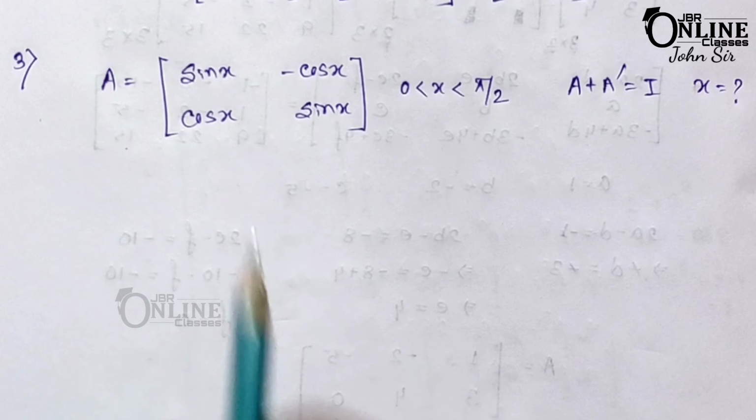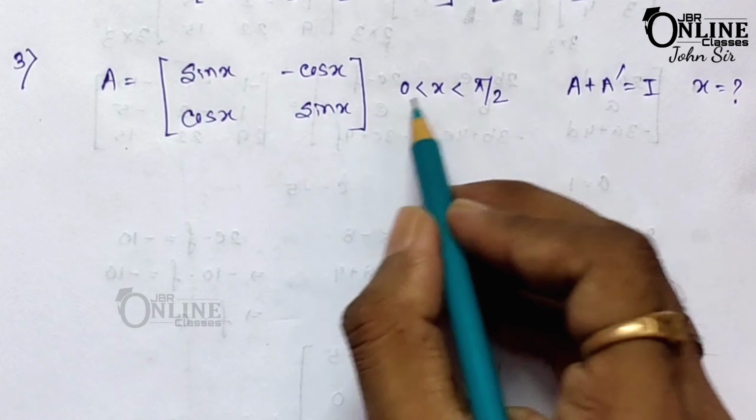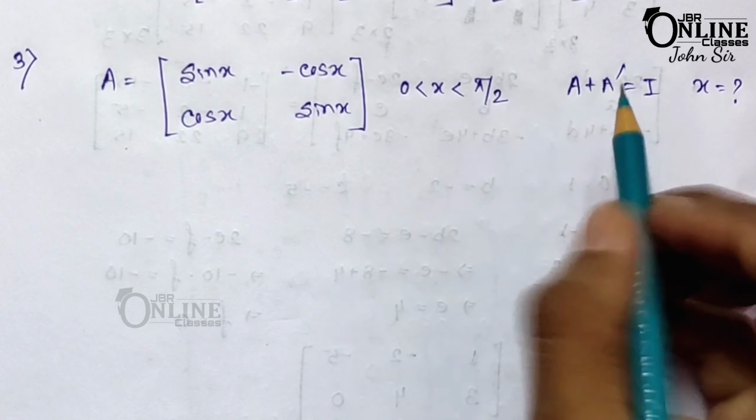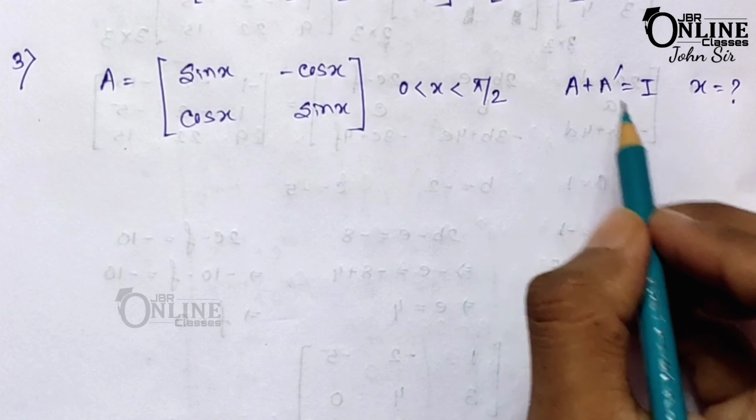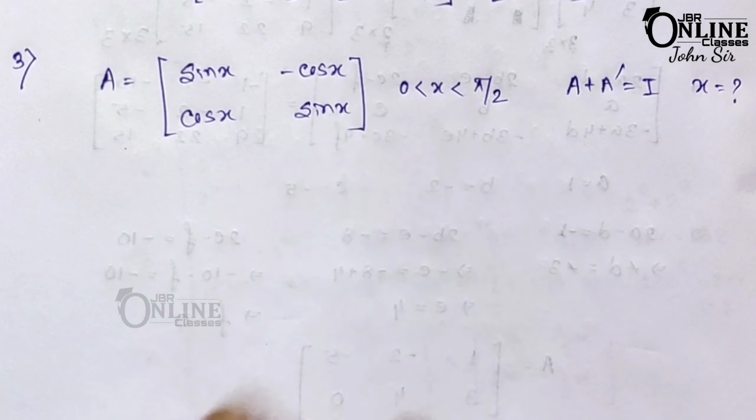Now sum number 3. Here given A equals the matrix sin x, minus cos x, cos x, sin x, with 0 less than x less than pi by 2, and also given that A plus A transpose equals the identity matrix. Now you have to find out the value of x here.